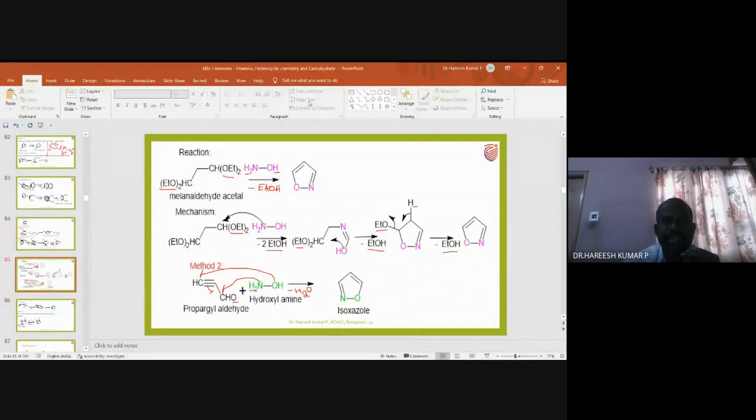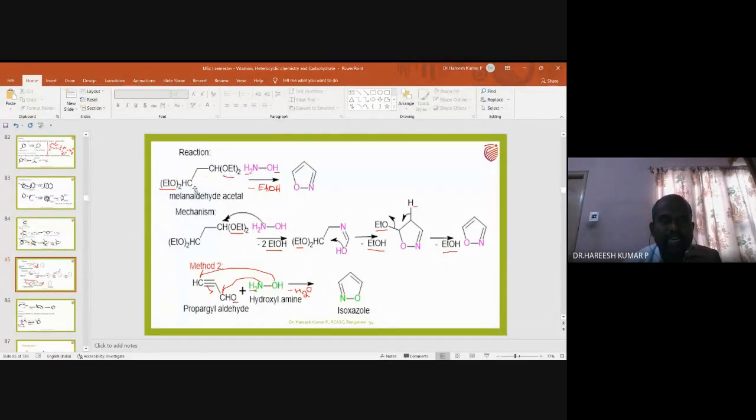So on the next slide, I am taking one more example. What is the name of this compound? Without ethoxy, in place of ethoxy, if there is an oxygen, it is called malonaldehyde. I think you are aware about ketone and ketal, aldehyde and acetal. Acetal formation, ketal formation, I think you are aware, isn't it? So what is happening here? Without this ethoxy twice, if there is an oxygen, it's called malonaldehyde.